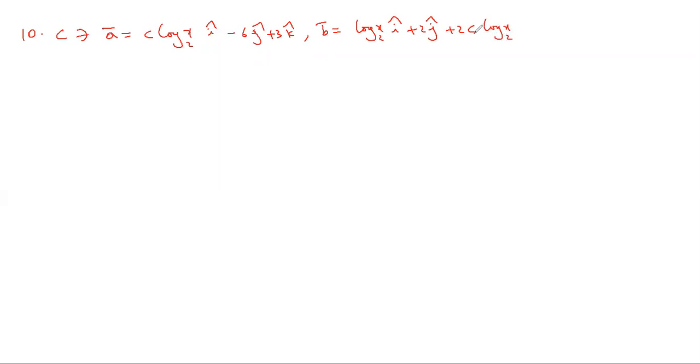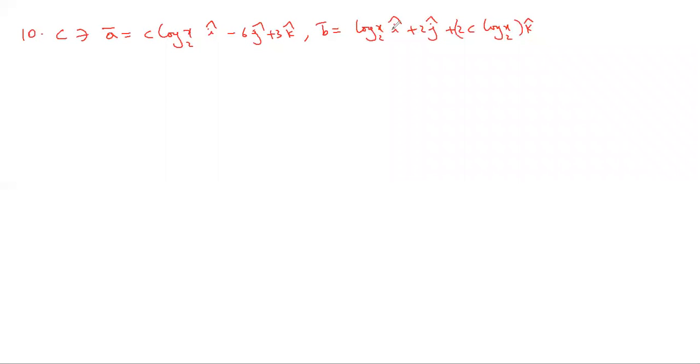Next, the 10th question. Find the values of c for which the vectors a bar equal to c log x base 2 i cap minus 6 j cap plus 3 k cap, and b bar equal to log x base 2 into i cap plus 2 j cap plus 2c log x base 2 into k cap, make an obtuse angle for every x belongs to.